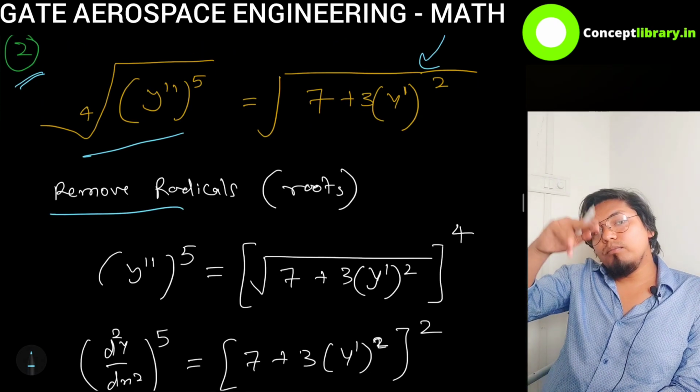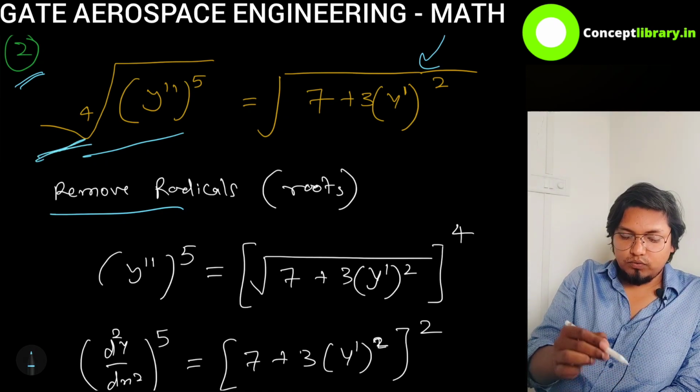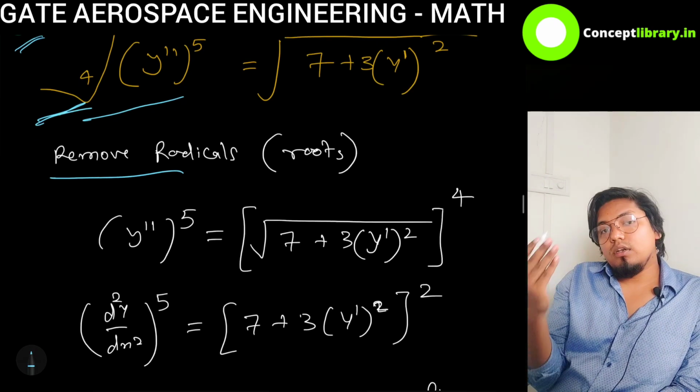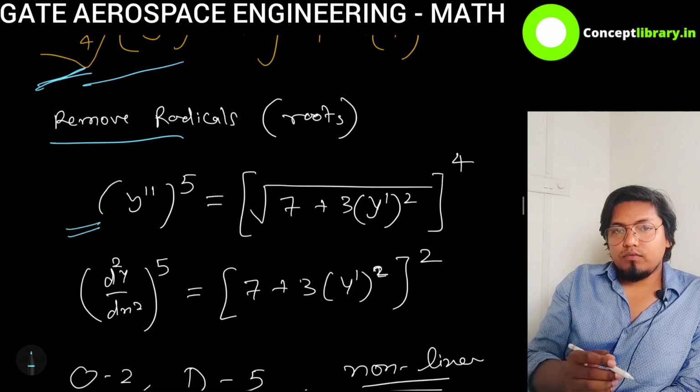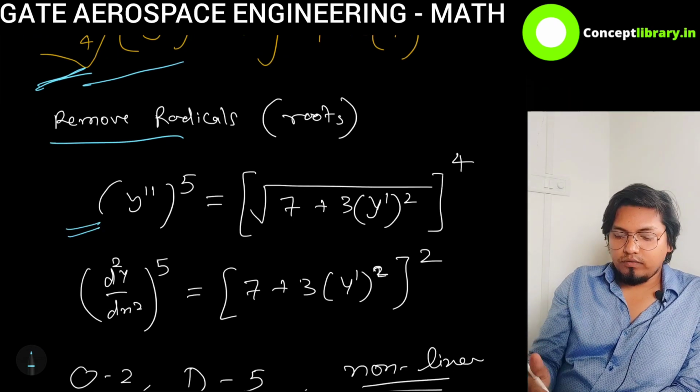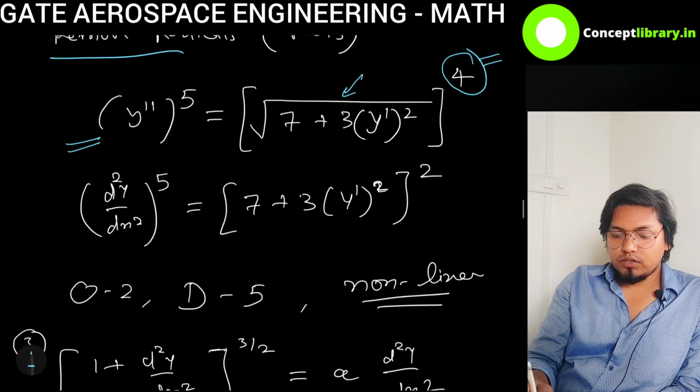Just go for power 4 on both sides, so that the left side radical is removed. So power 4 both sides. When you do power 4, the radical on the left side will go off, and on the right side power 4 will come. This power 4 and this root will cancel each other, so power 2 will come.